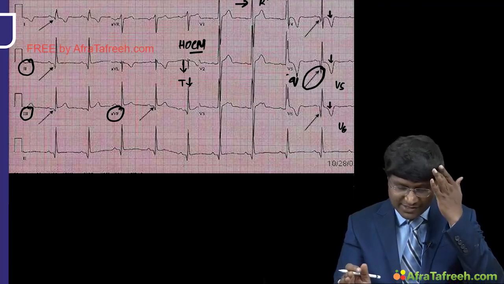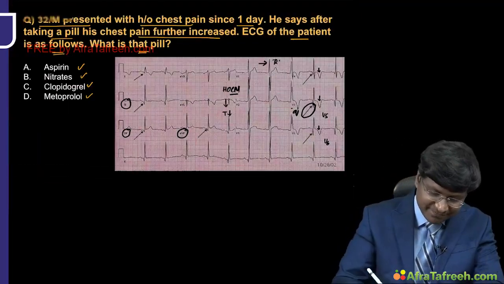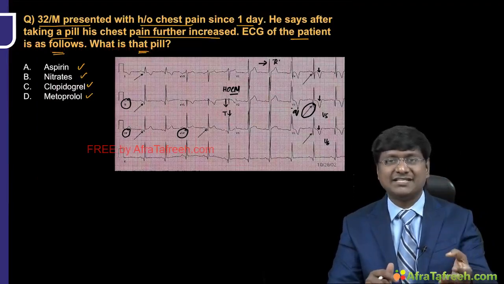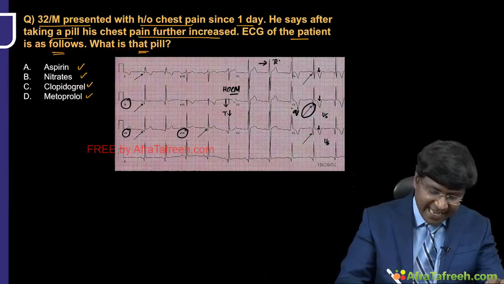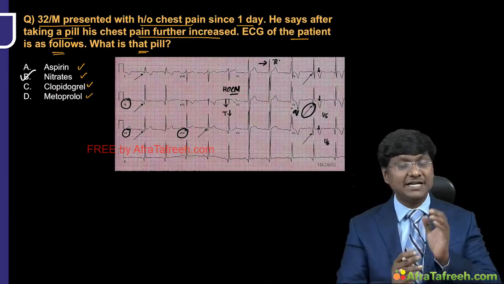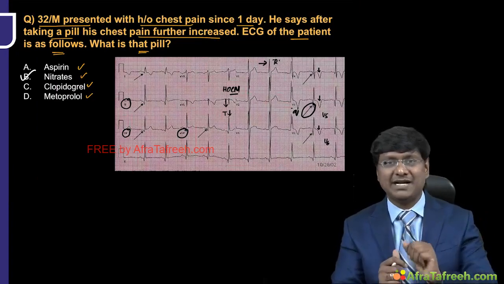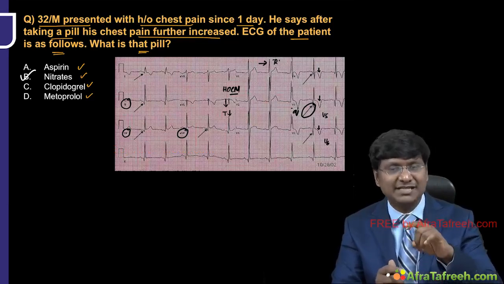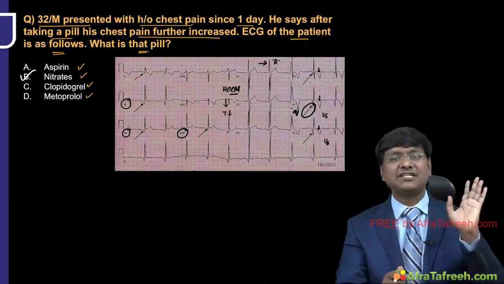Now the point is, in patients with HOCM, upon supplementing which particular drug will there be an increase in the chest pain? Usually for angina, we give nitrates. That is for angina of ischemic heart disease. But with angina of hypertrophic cardiomyopathy, when you give nitrates, the angina or the chest pain further gets precipitated.